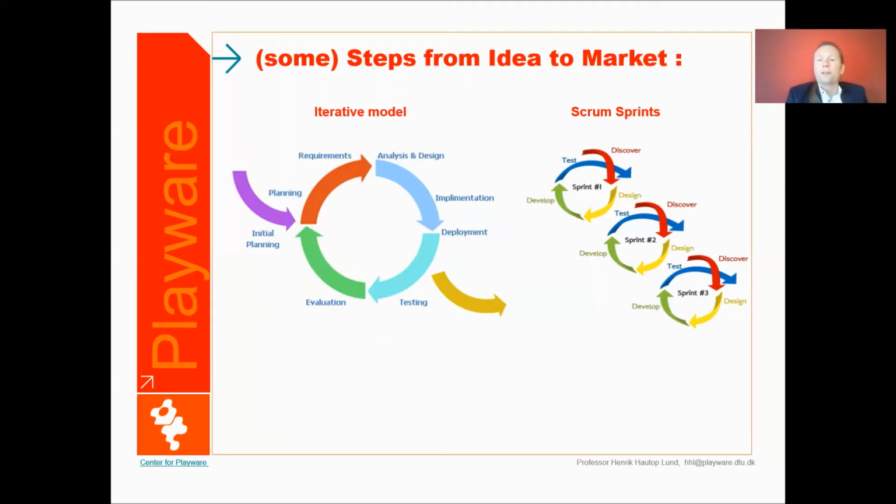This kind of iterative model you may know from software development if you have tried to do Scrum sprints, which in a sense is very similar to when we're doing the physical products that we're talking about here. In terms of the software, when you're doing Scrum, you are also going through this cycle where you discover, you design, you develop, and you test. And then you go into a new cycle where you use that to discover, design, develop, and test, and a new cycle again.